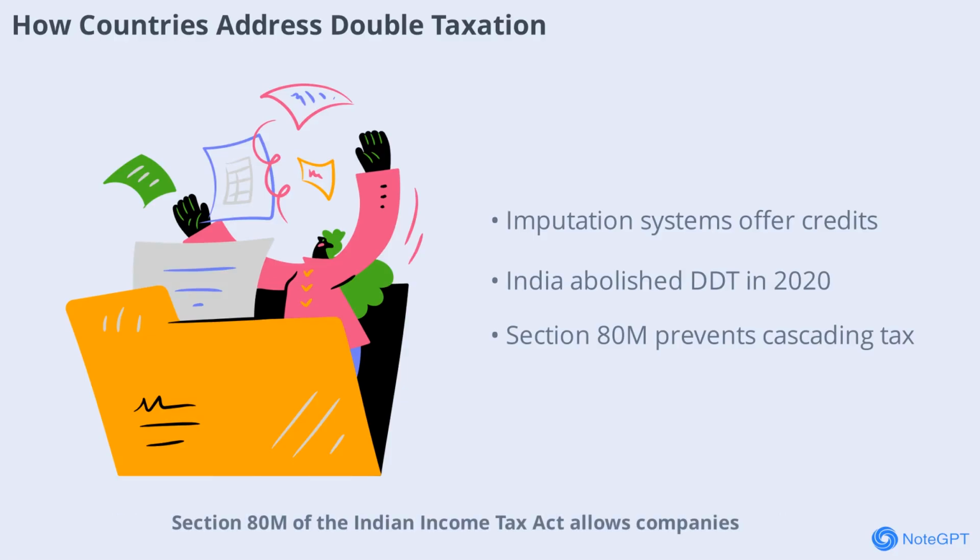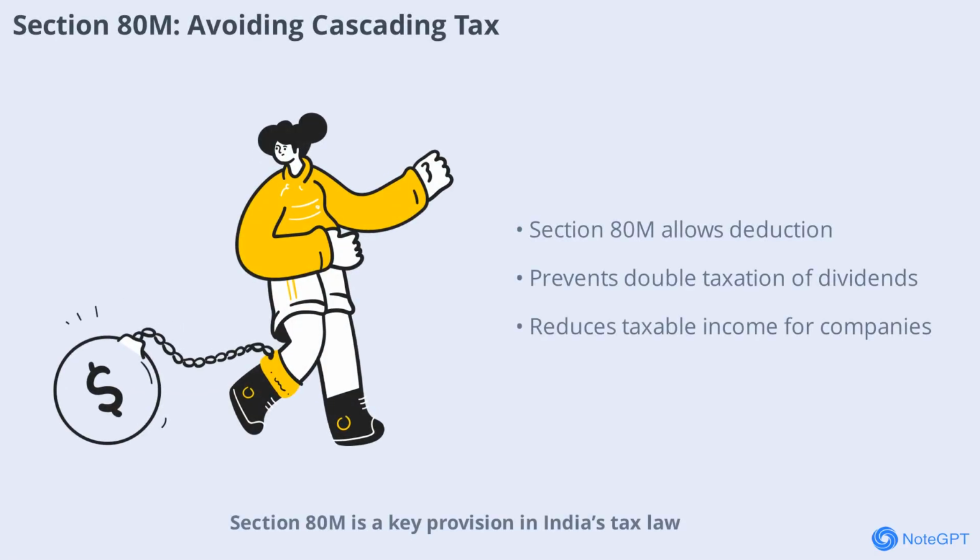Additionally, Section 80M of the Indian Income Tax Act allows companies to claim deductions for dividends received from other Indian companies, helping to avoid cascading taxes. Double taxation avoidance agreements (DTAs) with other countries also help prevent international double taxation, ensuring fairer tax treatment for cross-border investors. Section 80M is a key provision in India's tax law designed to prevent double taxation of dividends among Indian companies. Here's how it works.